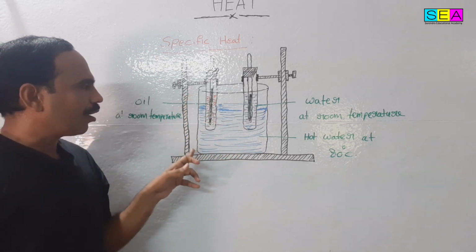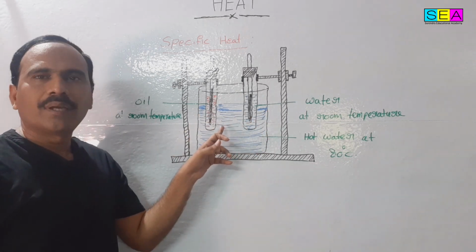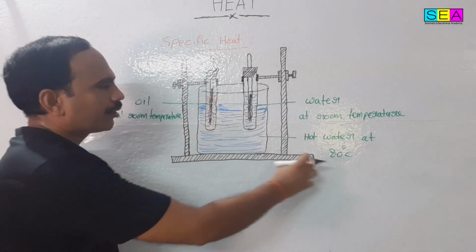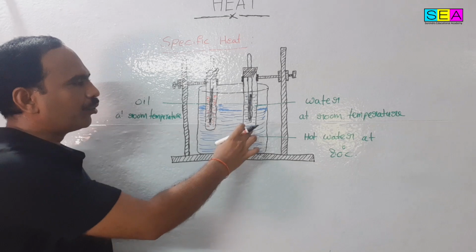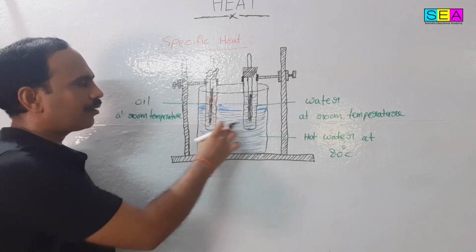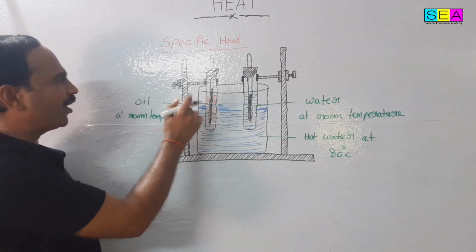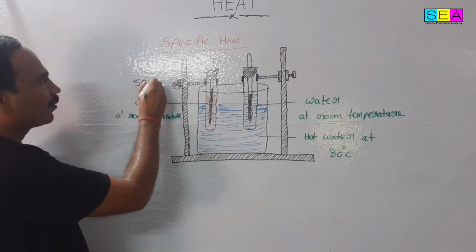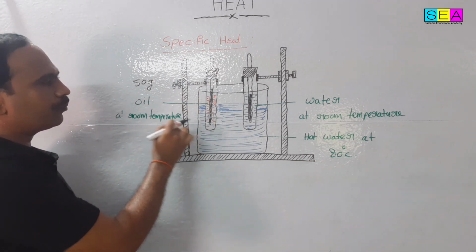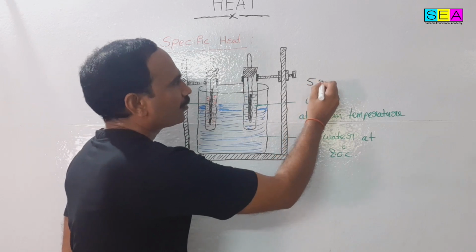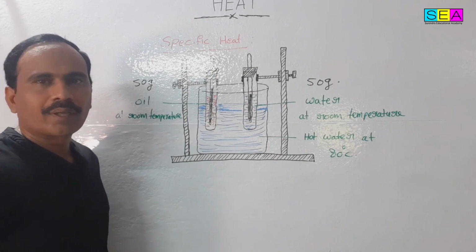Take one large beaker, take some water in the beaker and heat it up to 80 degrees Celsius. Now, take two identical boiling test tubes and take 50 grams of oil in the one boiling test tube and 50 grams of water in the second boiling test tube.